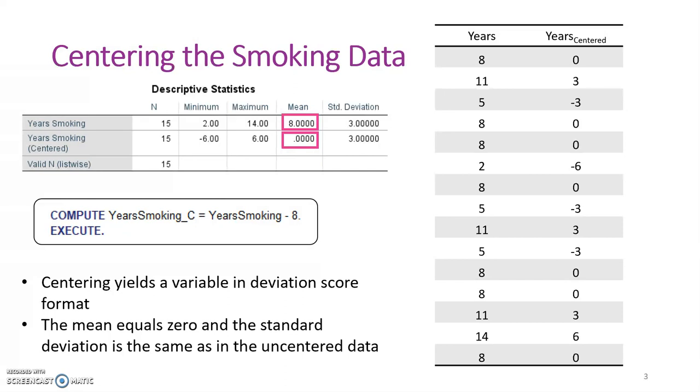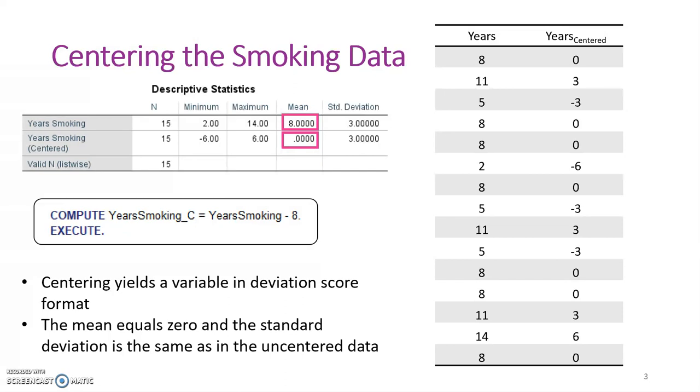For the next row, a person who has been smoking for 11 years, they've been smoking for 3 years more than the average in the sample. So now their score on the centered variable is 3, and so on. To center data, we can actually use the compute variable command in SPSS, which you've already learned in class. To do this, I've created a new variable, years smoking underscore C, which is the centered variable. And I compute it by subtracting the mean of 8 from years smoking. So this subtracts 8 from each score for each person on years of smoking.